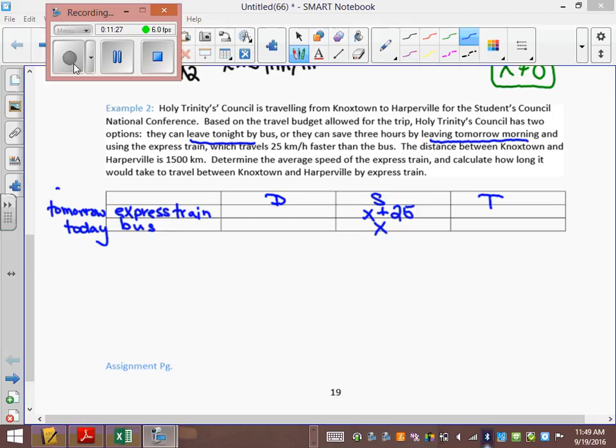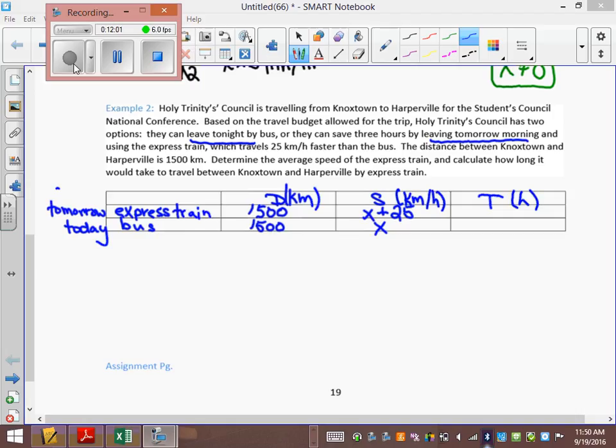All right. The distance between Knoxtown and Harborville is 1,500 kilometers. So which one of these is 1,500 kilometers away? Which one do I pick for the 1,500? How about both? Because the distance between Knoxtown and Harborville doesn't change whether you're on the bus or the train. So 1,500, 1,500. And then the time is going to be in hours because the units have to correlate.